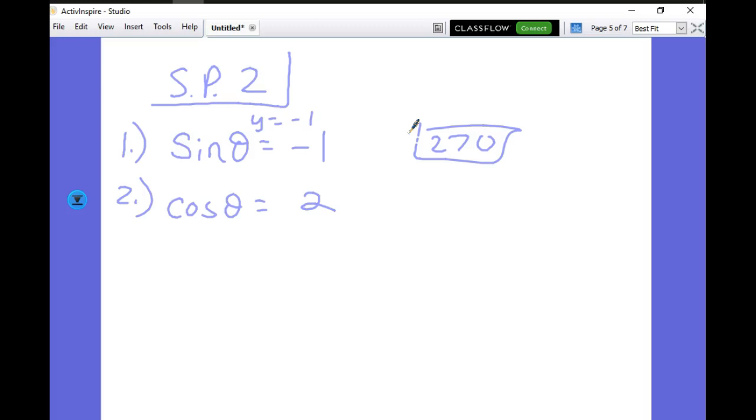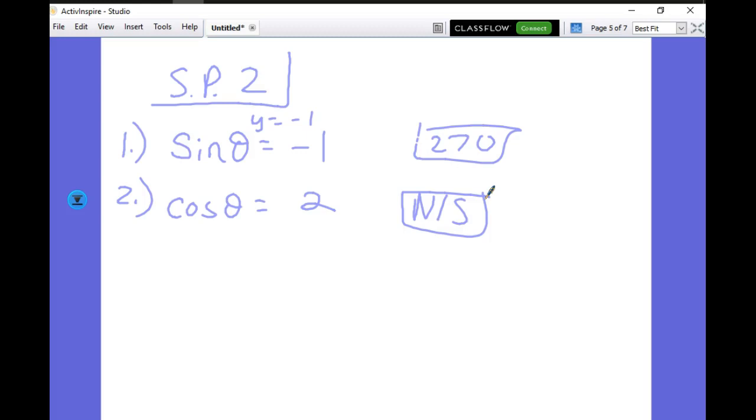What's the next one there, Alyssa? That's our no solution. And why is it no solution? It's bigger than 1, and because this is cosine, right? Now, tangent can equal 2, just so you guys know, but cosine and sine cannot. For the first one, it can be 3 pi over 2 and 270. Yeah, so they're asking, can you use radians or degrees? You could use either one for now, it's fine.